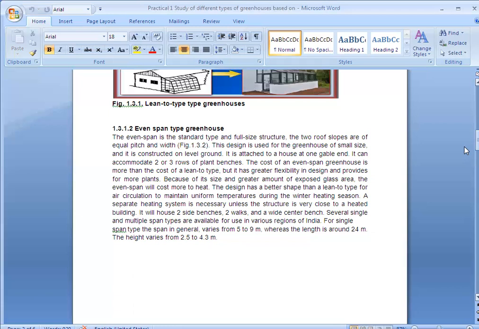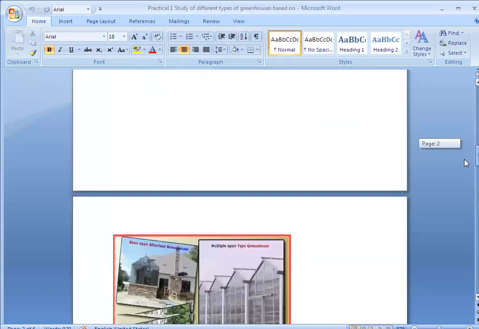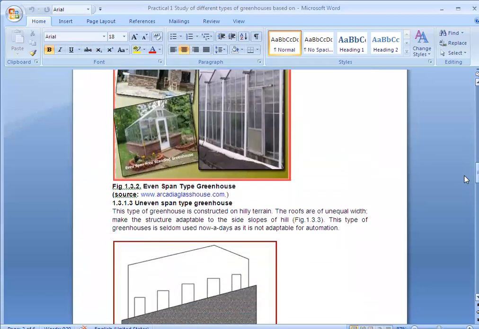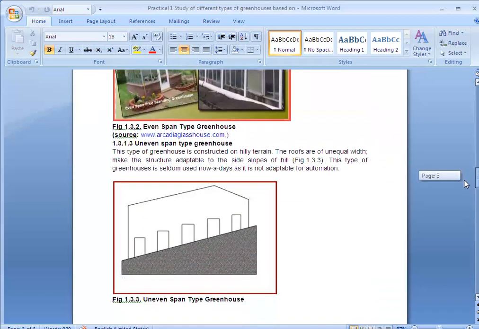It will house two side benches to walk and a center bench. Several single and multiple span types are available for use in various regions of India. For single span type, the span varies from 5 to 9 meter, whereas the length is around 24 meter, and the height varies from 2.5 to 4.3 meter. And this picture shows an even span type greenhouse.